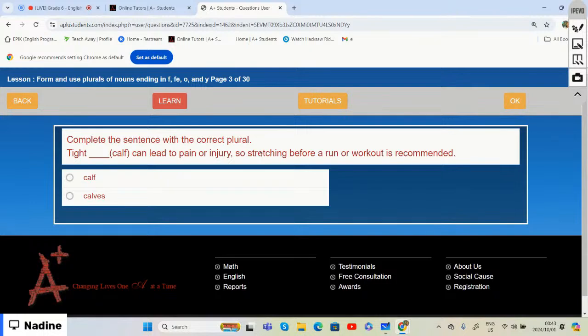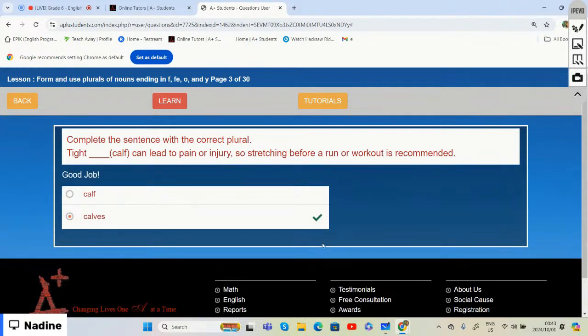And if we were to choose the correct option, then yes, calves. It refers to more than one calf. Those are like your legs, just there behind your legs, right? So if you are running and you're not stretching, it can get stiff or painful, and it's extremely sore if it gets stiff.